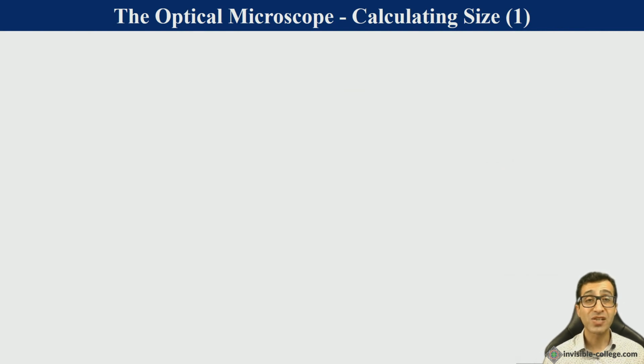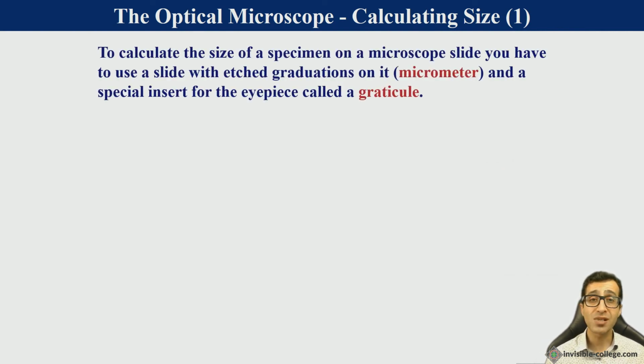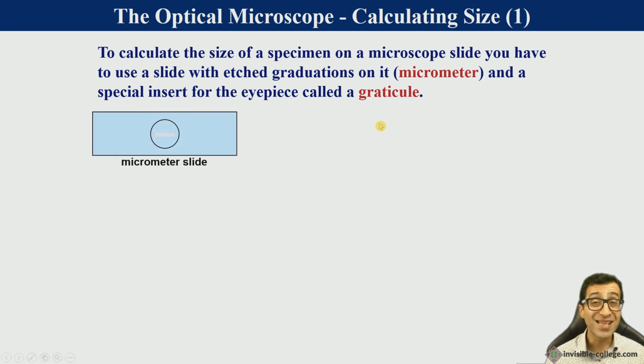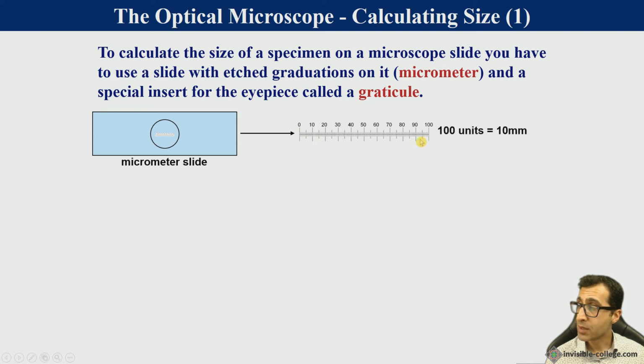So to calculate the size of a specimen on a microscope slide, you have to use a slide with etched graduations on it, and this is called a micrometer slide, and also a special insert for the eyepiece, which is called a graticule. So the micrometer slide, if you were to magnify it, you would see very small etched graduations here indicating specific distances. So 100 units along the micrometer slide is equivalent to 10 millimeters.